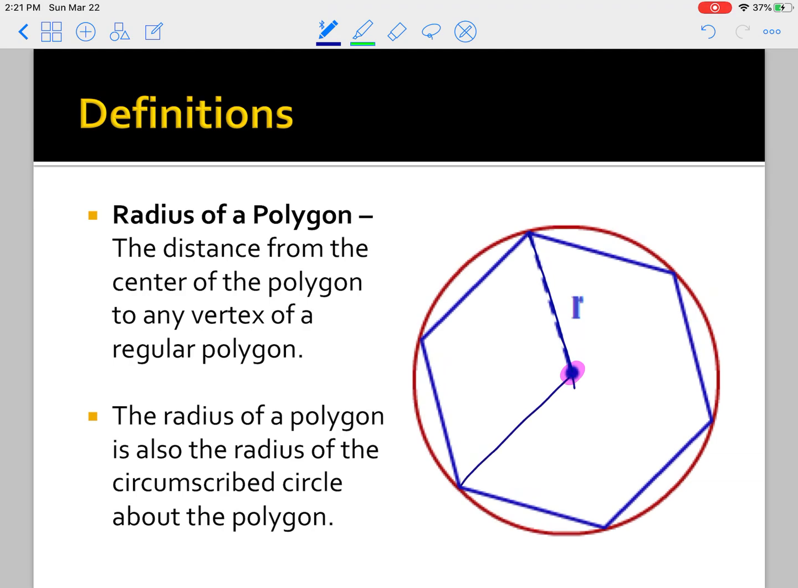Now I could draw multiple radii. I could draw to this vertex, to this vertex, to this vertex. Those are all radii of the hexagon. However, there are also radii of the circumscribed circle. One thing that we need to distinguish is that there are more radii of the circle than radii of the polygon. I could draw a radius to the circle here, but it is not a radius of the polygon because it does not go to a vertex. And so all of the blue radii are radii of both the circle and the polygon. The red is only a radius of the circle. And so there needs to be a distinction between the two.